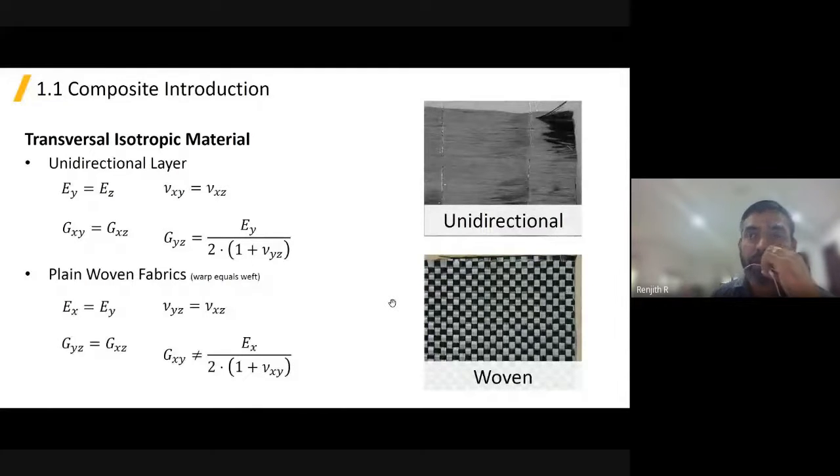Not only ANSYS, Abaqus, Nastran, COMSOL, all those software packages will consider this transversely isotropic material, because we want to reduce our computational time. So most of the time, if it is possible, we will adopt the simplification.